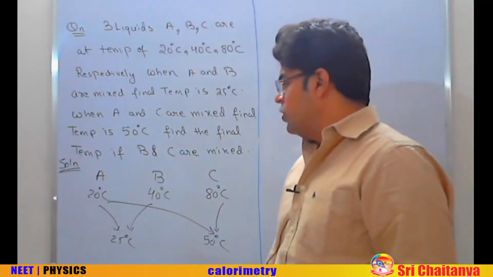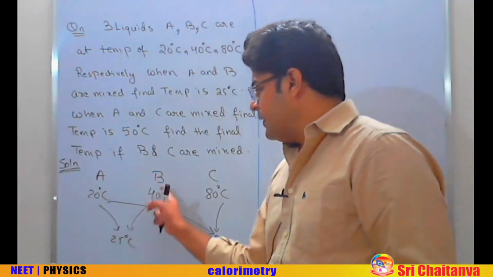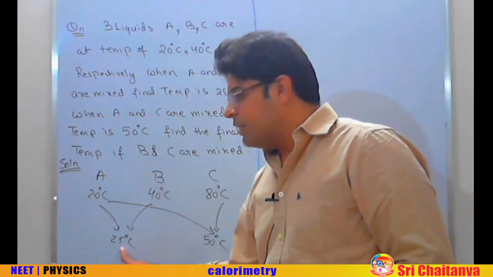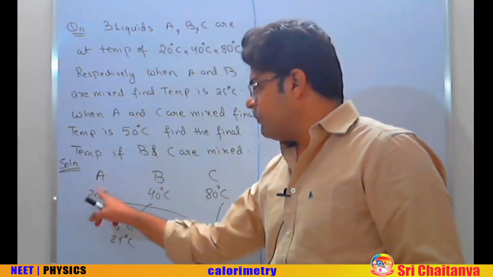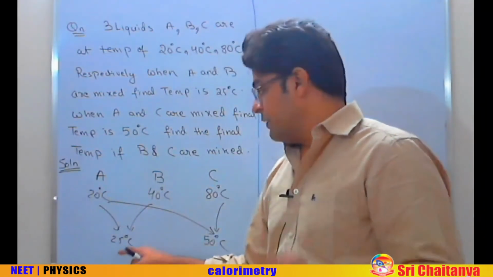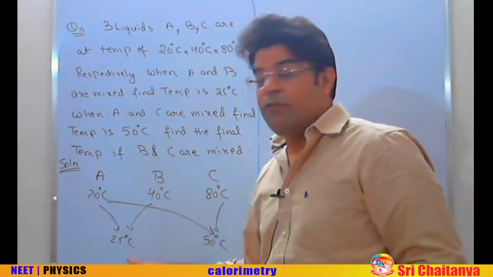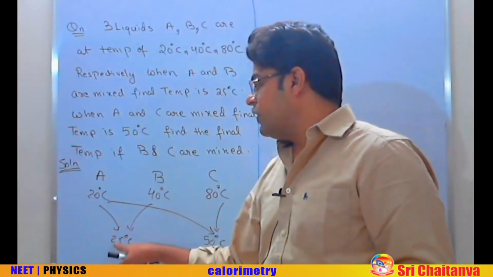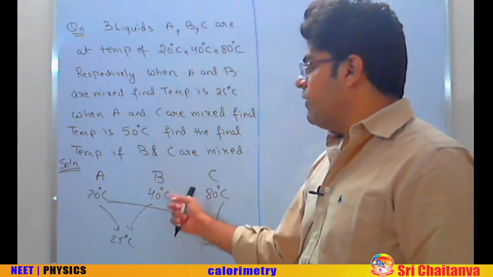So first case, let's say when A and B are mixed, the final temperature is 25. The change in temperature of A will be plus 5, while the change in temperature of B will be minus 15. Change in temperature is final temperature minus initial. So 25 minus 40 gives you minus 15.